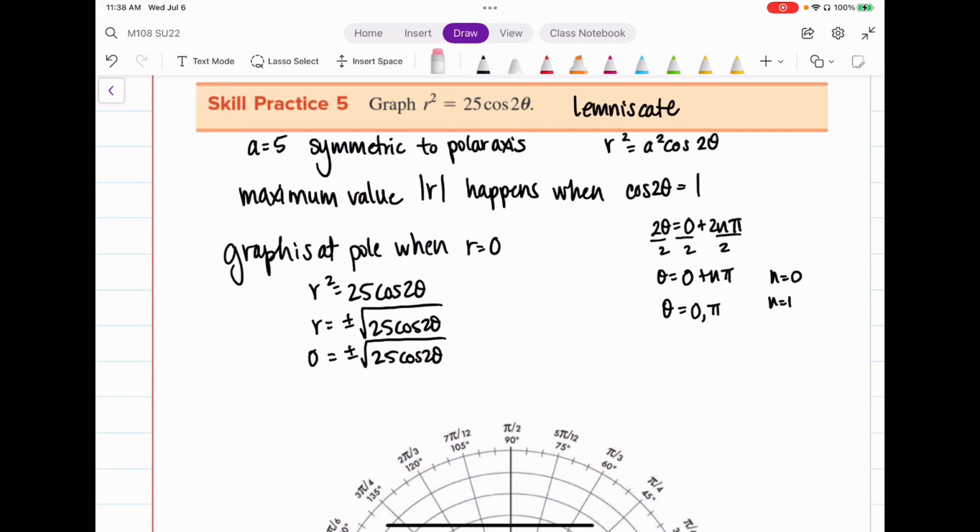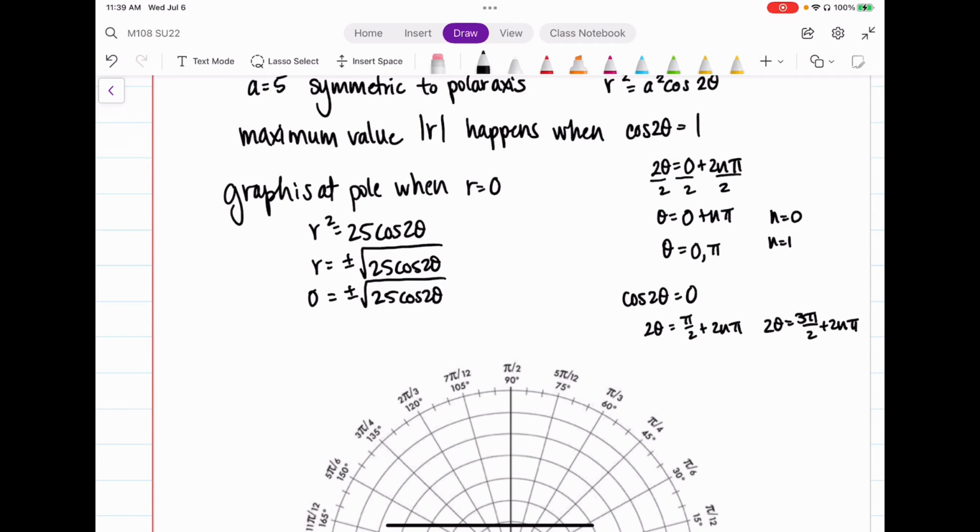So just like I solved cosine of 2 theta equals 1, I want to solve the cosine of 2 theta equals 0. Cosine is 0 at pi over 2 and 3 pi over 2. I want to write the general solution because it's a double angle, just to make sure I have all of the values within the interval from 0 to 2 pi. So I'm going to divide everything by 2. This means that theta equals pi over 4 plus n pi, and theta equals 3 pi over 4 plus n pi.